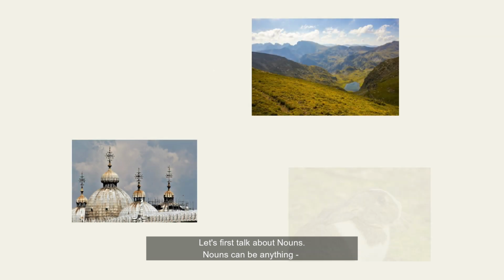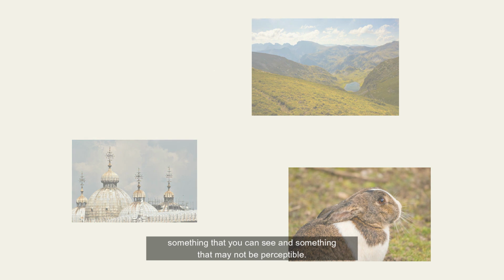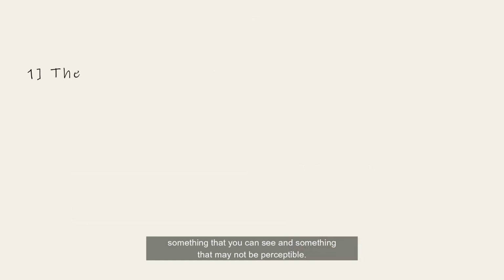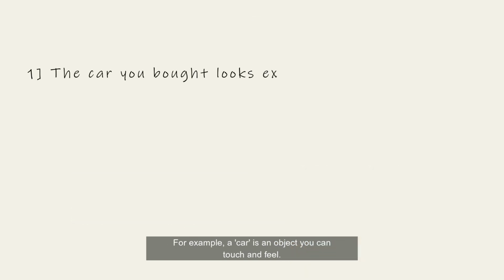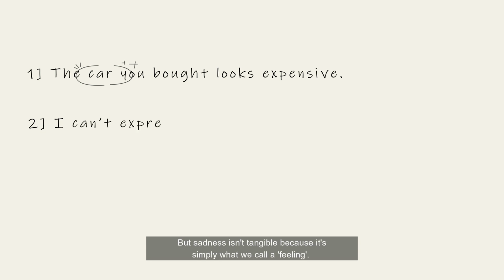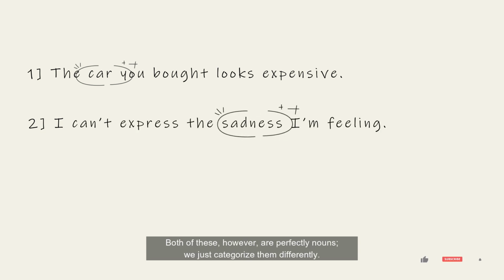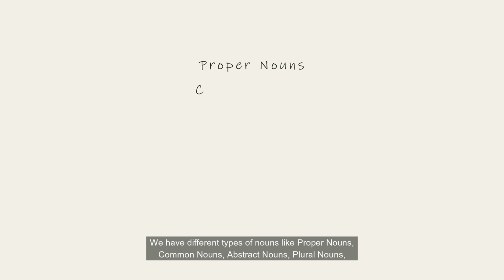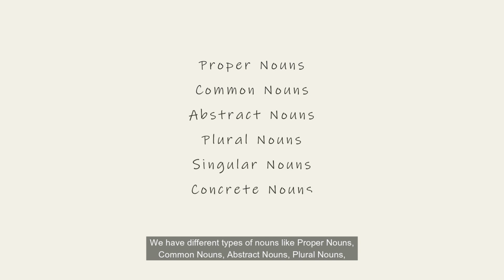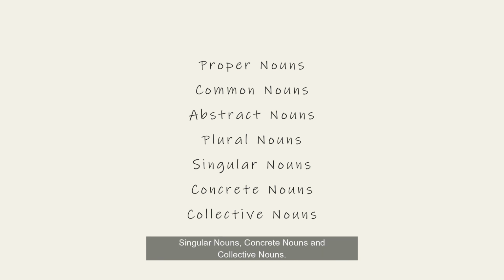Nouns can be anything, something that you can see and something that may not be perceptible. For example, a car is an object you can touch and feel, but sadness isn't tangible because it's simply what we call a feeling. Both of these, however, are perfectly nouns, we just categorize them differently.